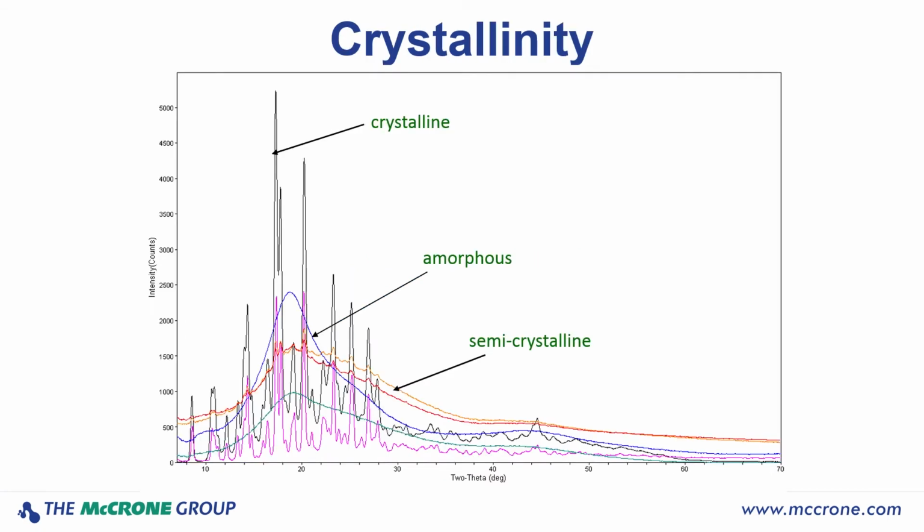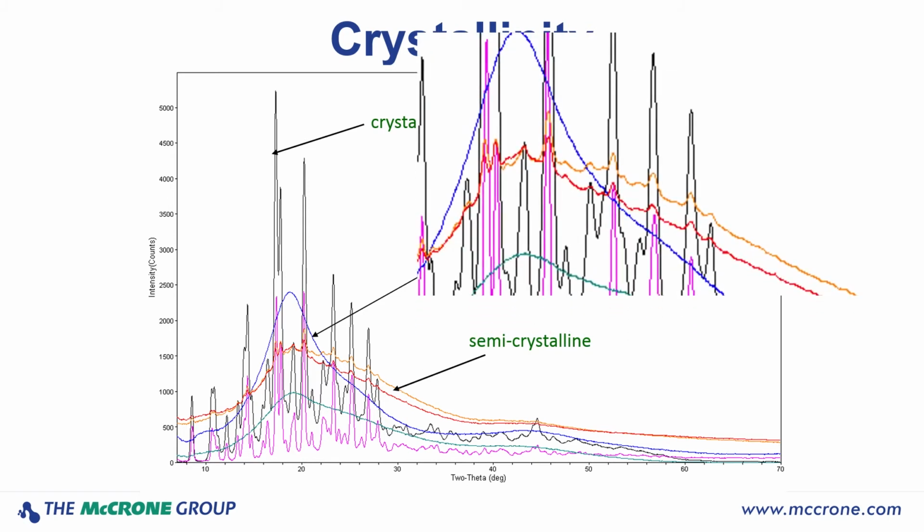We mentioned crystallinity before. Now the crystalline pattern is very, very sharp peaks, whereas the amorphous pattern is what we call a hump, which is just scatter from everywhere because there's no order to the crystal structure. But we can also see in between there is a semi-crystalline material. And this material in question is crystalline and then when heated becomes amorphous. So these are different stages of heating for this type of material.